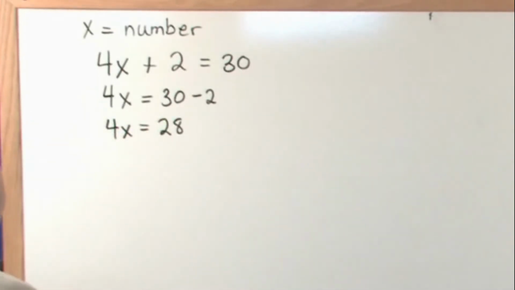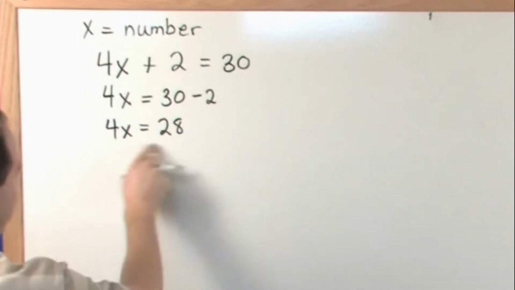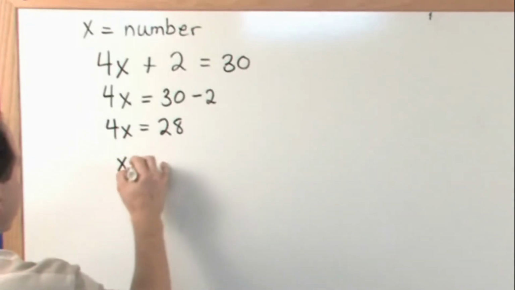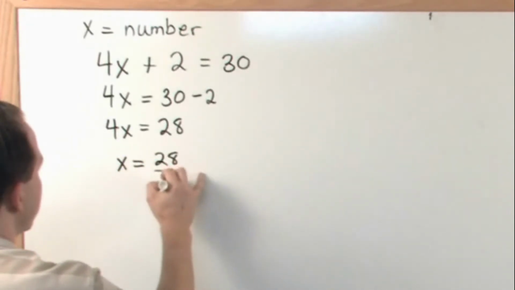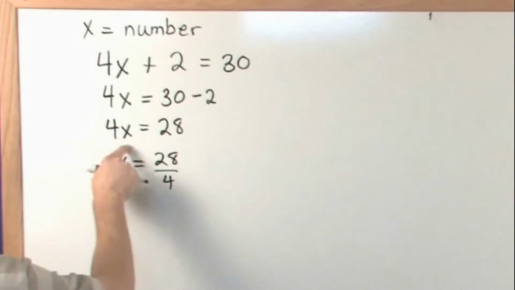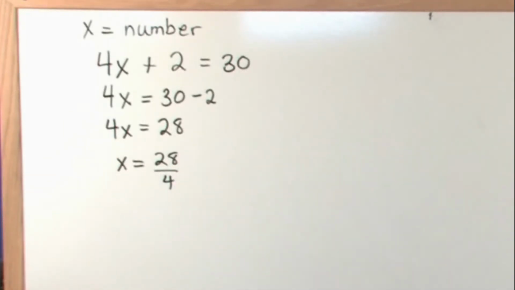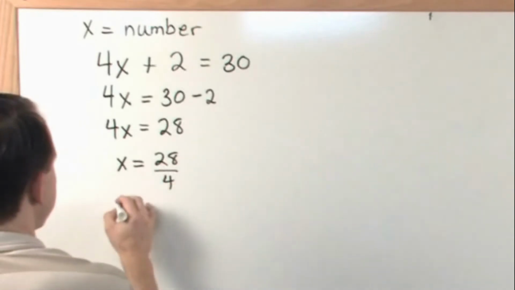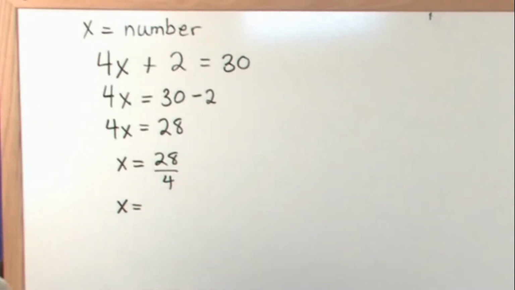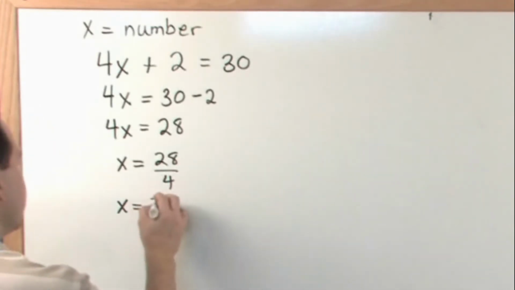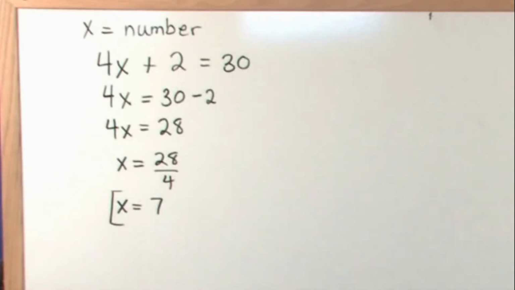Okay? And then to solve for x, you divide both sides by 4. So x is going to be equal to 28 divided by 4. So on the left, 4x divided by 4 gives you 1. So that's why you have the 1x there. And 28 divided by 4. So x is going to be equal to 7. Okay? x is going to be equal to 7.